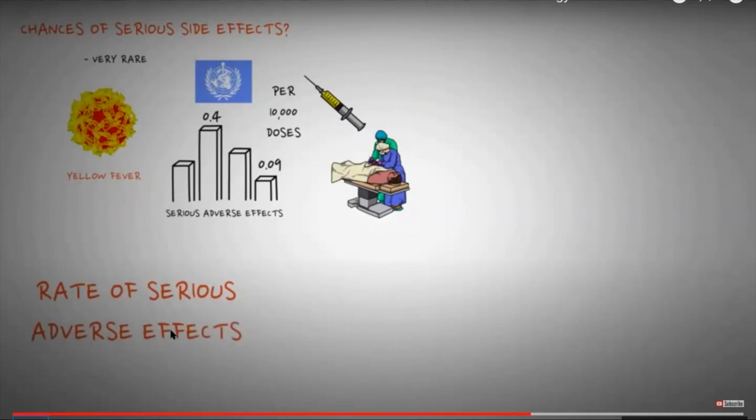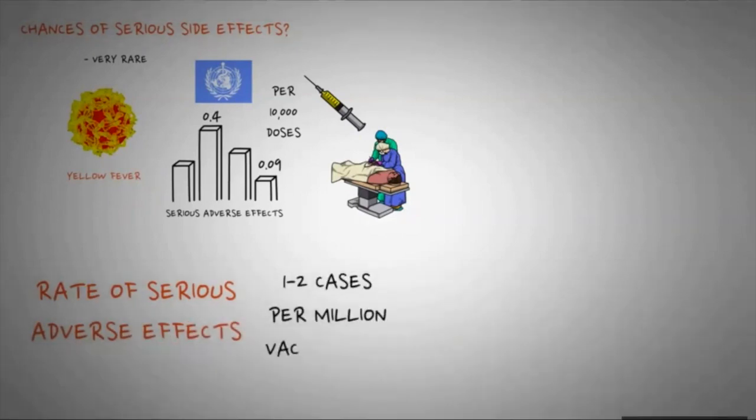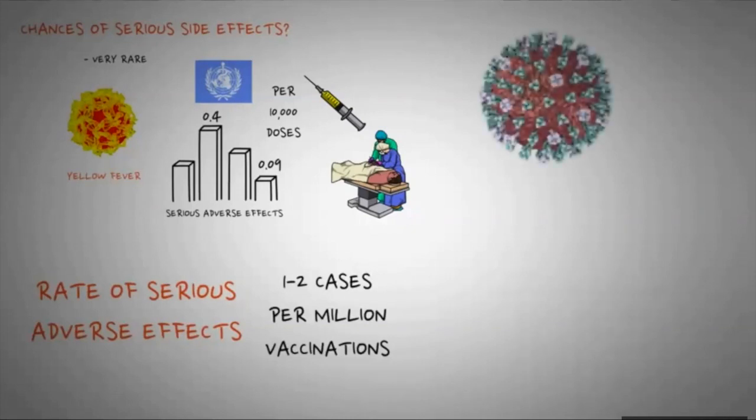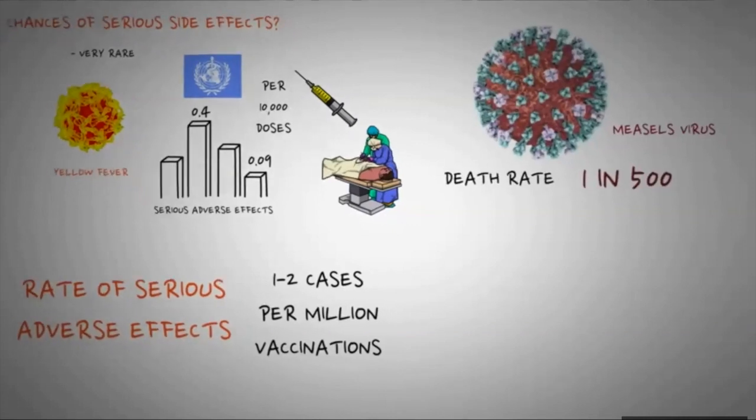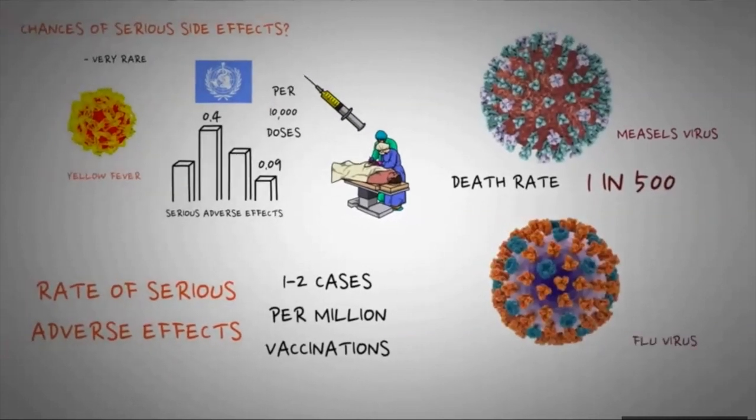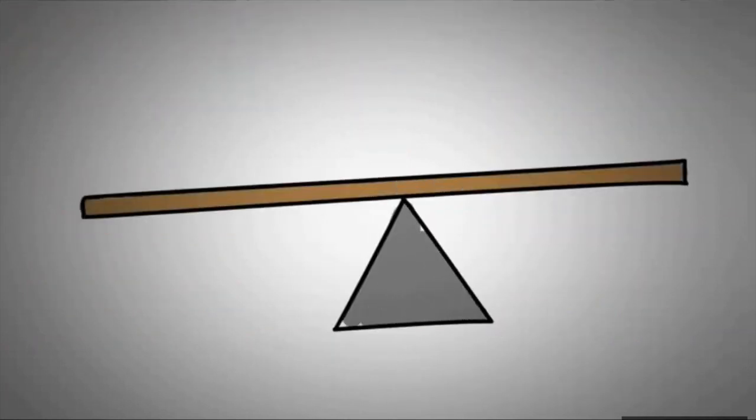On a similar note, the rate of serious allergic reactions is around 1 to 2 cases per million across all vaccines. Compare that with the death rate of measles, which is around 1 in 500, and for flu, which causes around 200 deaths in UK alone every winter. And it's obvious which is riskier. What we need to understand are the risks and benefits.